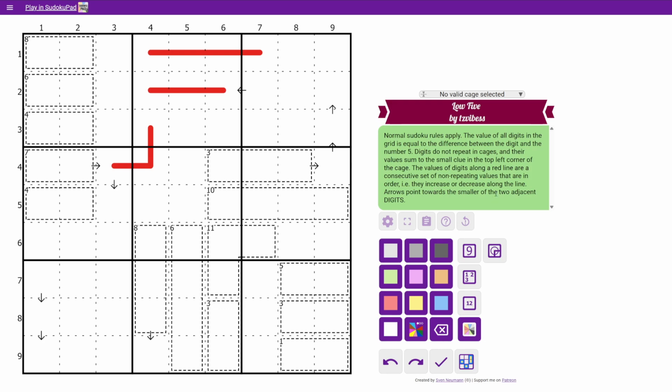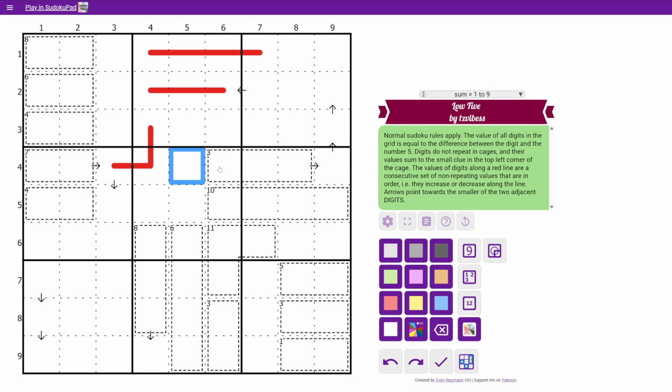Arrows point towards the smaller of the two adjacent digits. Digits, not values, on that one. Oh yeah, this is going to be a good example of that.